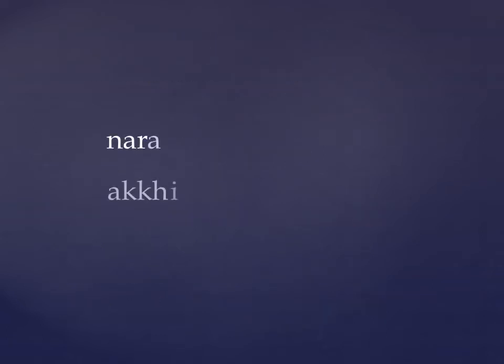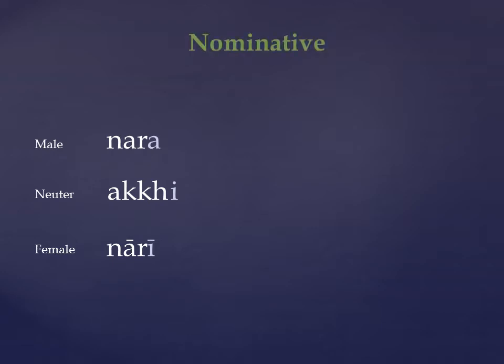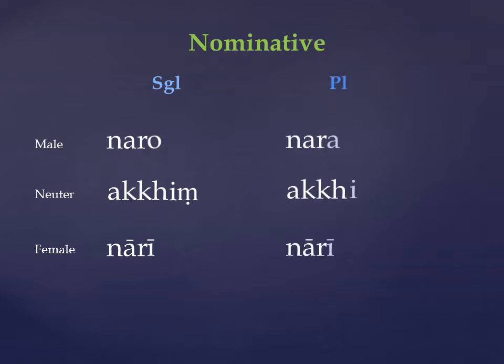If we take our three noun stems, nara, man, akkhi, eye, and nari, woman, to place them in nominative singular, we add the nominative singular endings to form the words naro, akkhim, and nari. And in the same way, if we want to form the plural, we have to add the plural nominative endings, thus forming nara, akkhini, and nario. So that's nouns in the nominative case, which would be the subject of the verb.